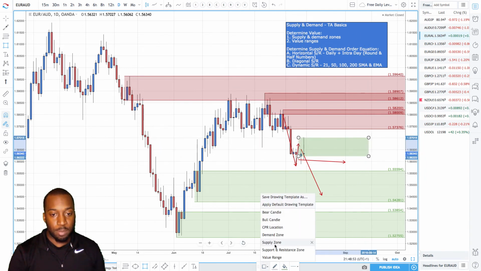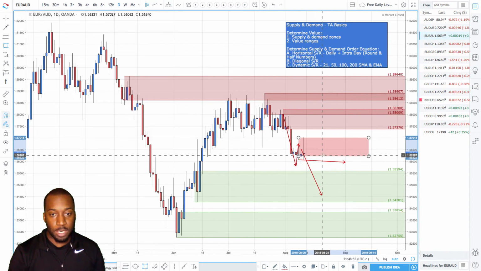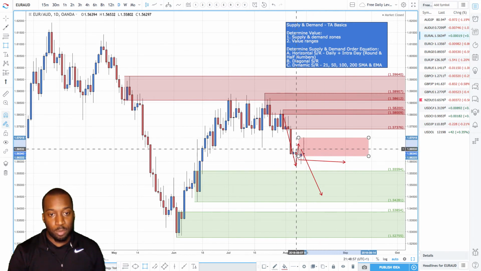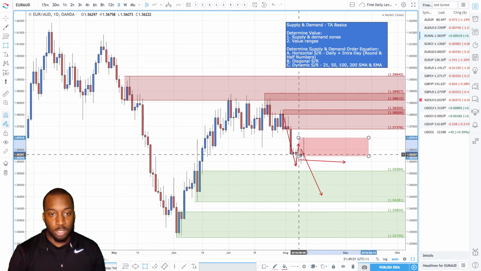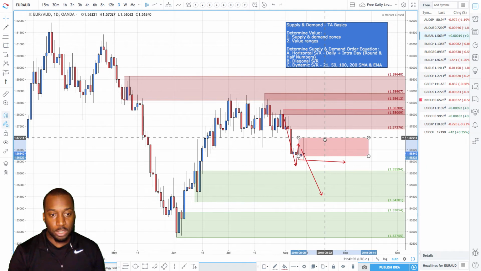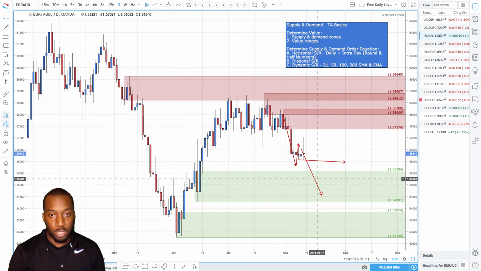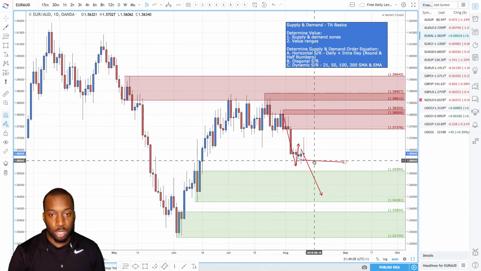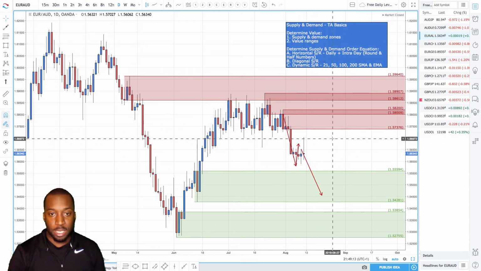But again, until that happens, right now we're in a bit of no man's land, where we're just in between supply and demand zones. So probably wait for prices to either come down to this demand zone in here, or up to this supply zone right here, before looking to establish any longs or shorts.